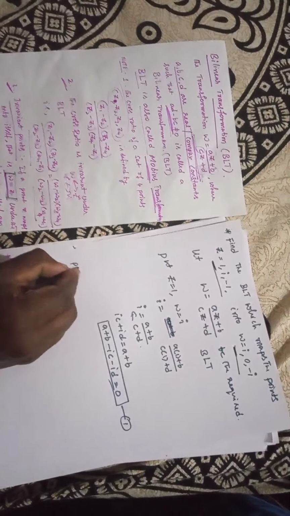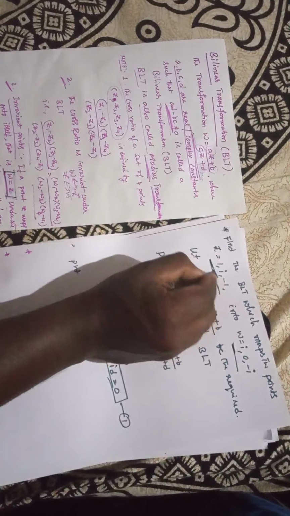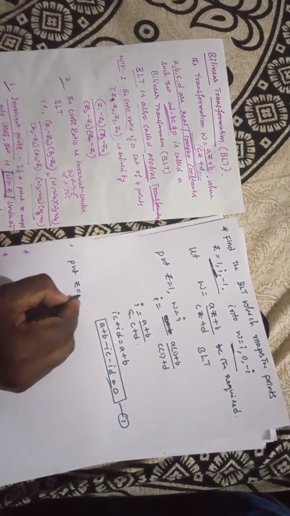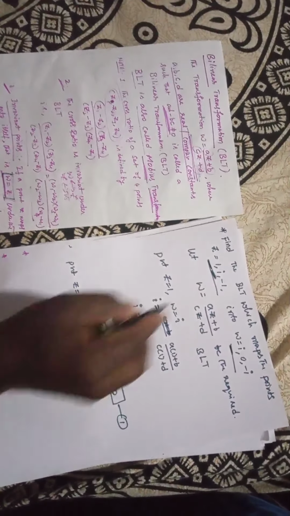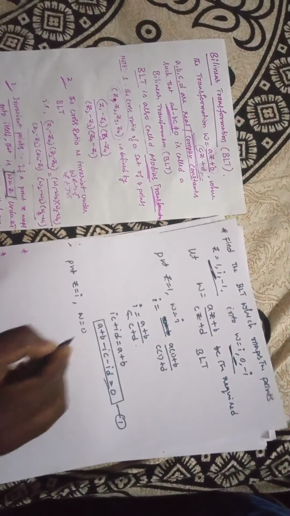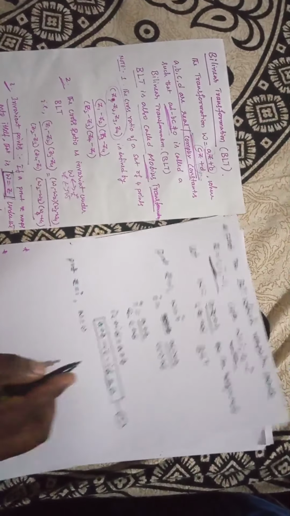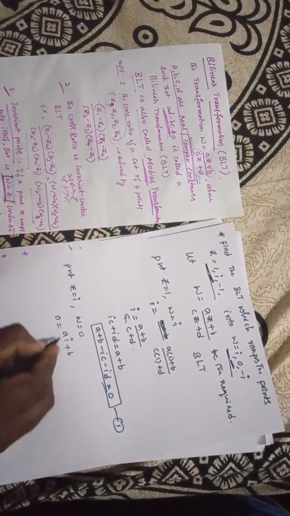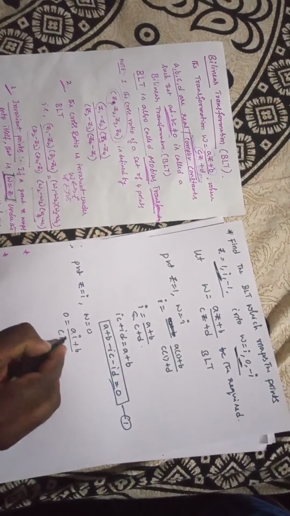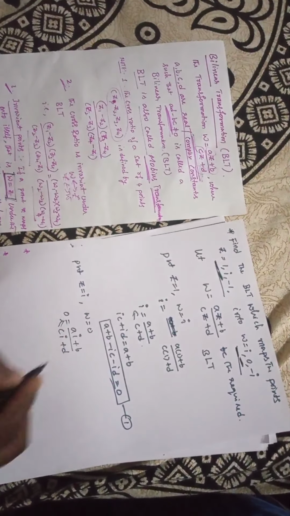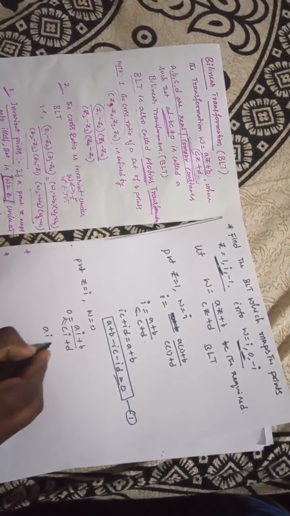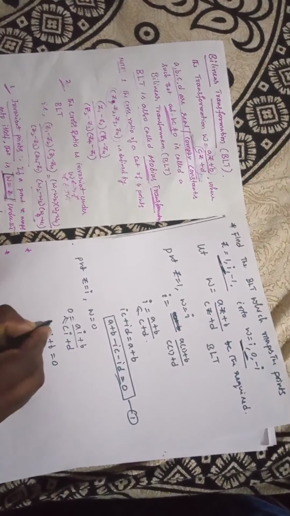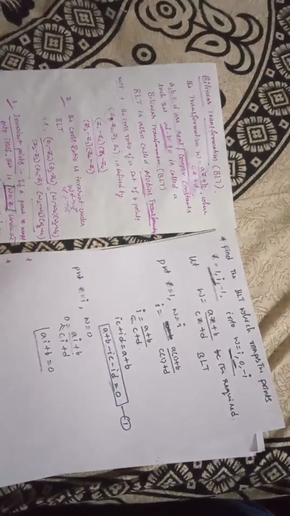Next, the next point: put z equal to i and w equal to the respective point, here w equal to 0. Then w is 0, so ai plus b divided by ci plus d. Cross multiply this: ai plus b equal to 0. This is our second equation.